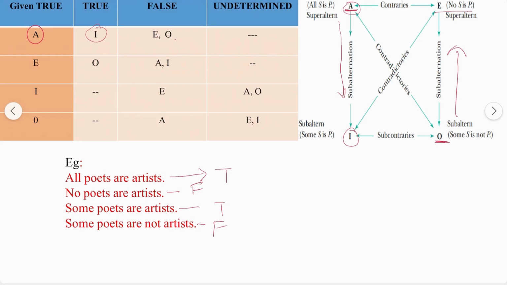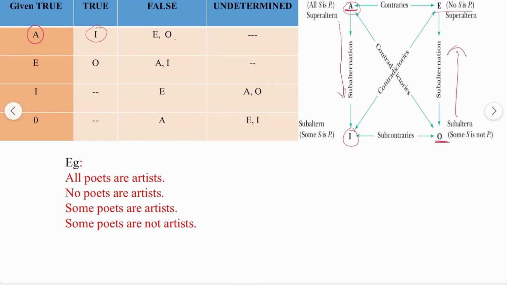Now let's see the example itself. All poets are artists. This is true. No poets are artists. Obviously this is false. Some poets are artists. Again true. Some poets are not artists. Again this value is already given, and then we have to find the value of the other three.